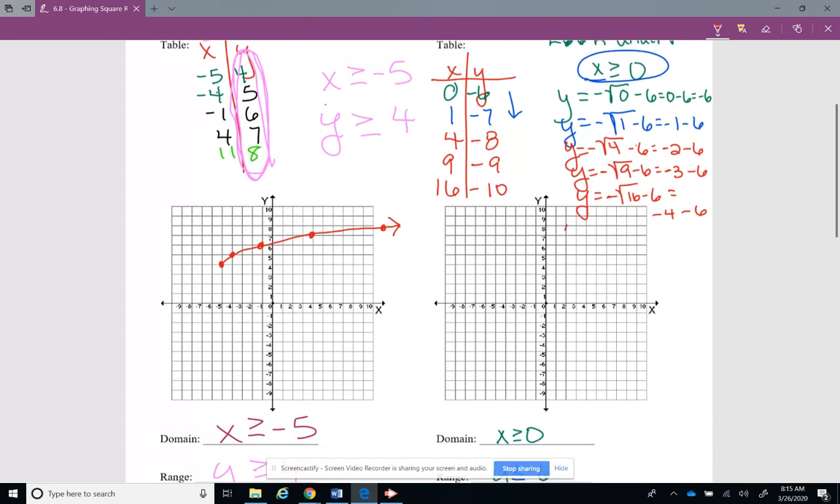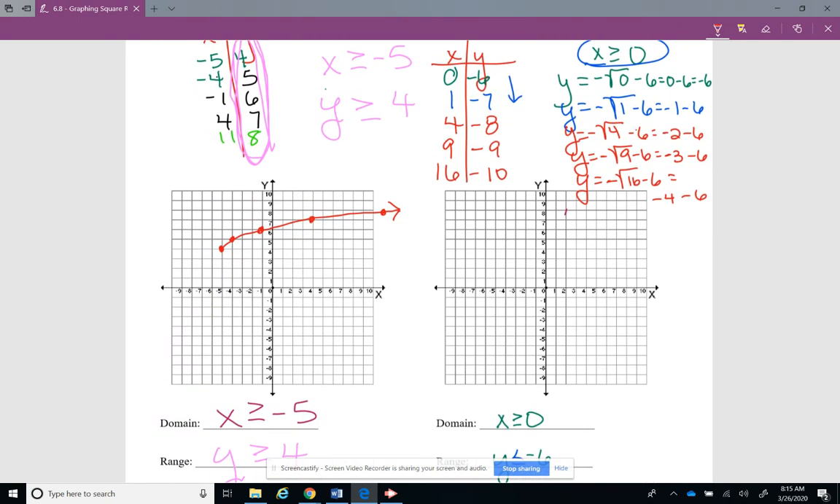All right, so let me scroll up a little bit. Graph with me, please. So 0, negative 6, that's my starting point. 1, negative 7, I'm going down. 4, negative 8. 9, negative 9. Okay, you can tell which way it went. It's kind of like it's scooping.